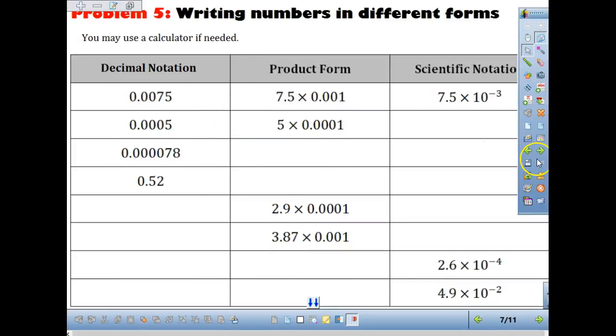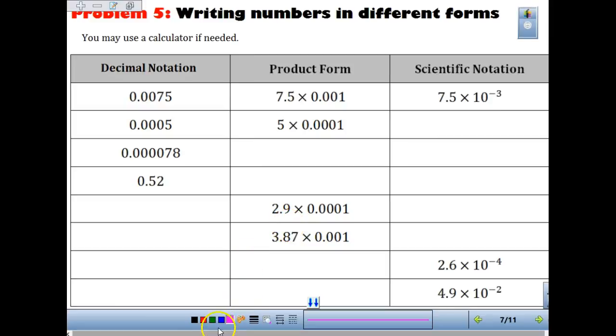Now we're going to do the ones where we are looking at our problems being in decimal form. And here's the most confusing thing. Here's what we want to do. We are counting 1, 2, 3 places. So 7.5 times 10 to the negative 3. Here we are counting 1, 2, 3, 4 places. So when I write that, I'm going to have 5 times 10. This is a small number, so it has to be a negative exponent.